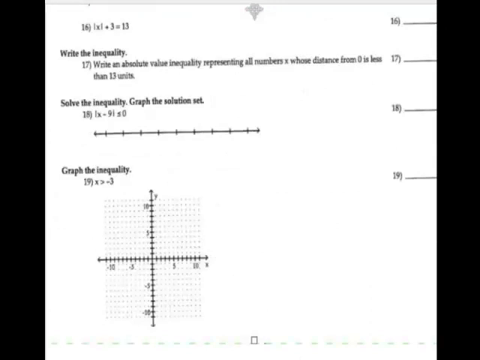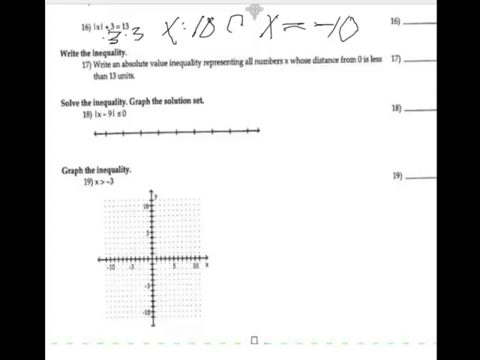Okay, so we're just going to subtract 3 because we have to isolate this first step, right? And of course we're getting x equals 10, and x equals negative 10. And then there you go, you're done.